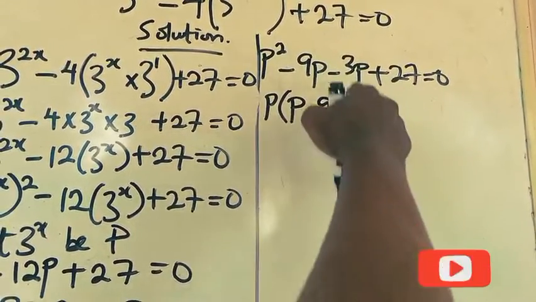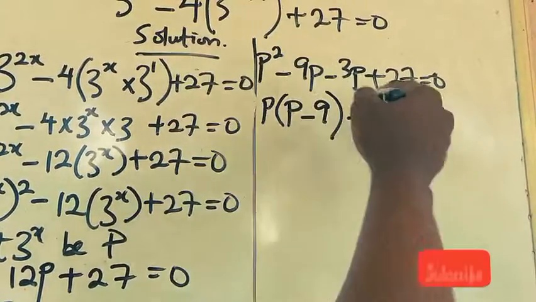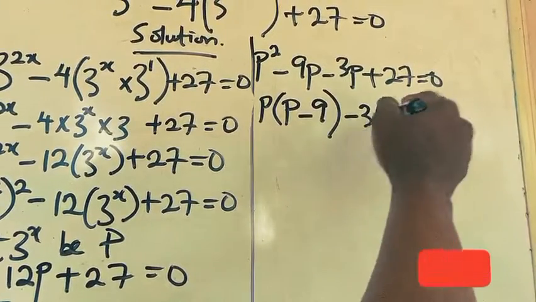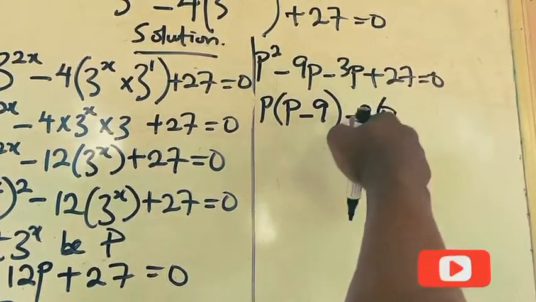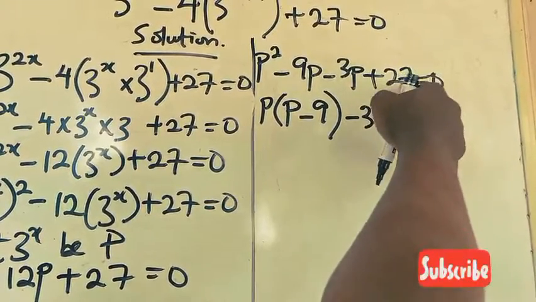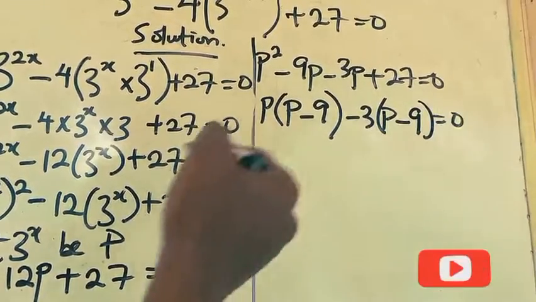This is another negative sign, and I put it out. When I have 3p and 27, there is only one thing that is common, which is 3. When I divide 3p by 3, I'll be left with p. And when my minus multiplies the plus, I'll be left with minus. And when 27 is divided by 3, I'll be left with 9. Then it is equal to 0.